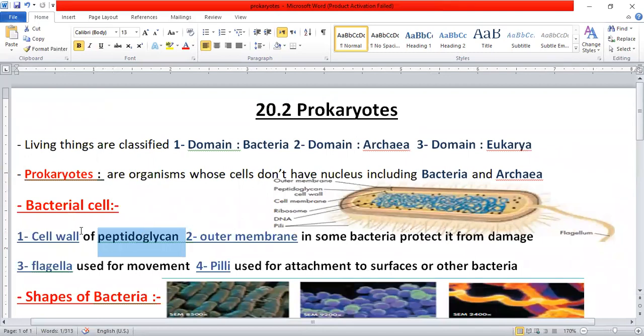What we focus on is the cell wall made up of peptidoglycan, and the outer membrane that is found in some kinds of bacteria. The flagella, this long tail, is used for movement, and those hair-like structures found on the surface of bacteria are called pili. Okay, these are used for attachment, to allow the bacteria to attach to some surfaces and to other bacteria.